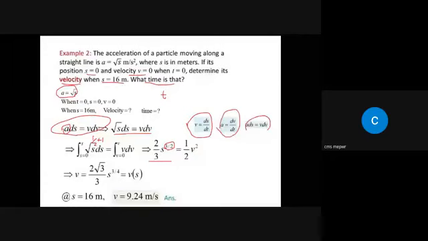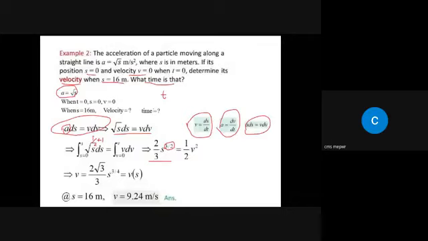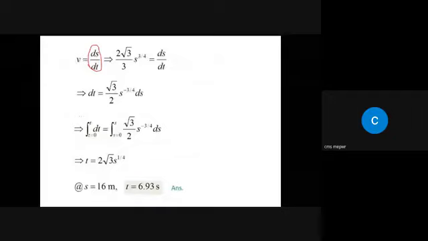So let's do it. Velocity is equal to ds by dt. Sorry, dv by dt is actually equal to acceleration. My mistake. So instead of velocity, we will put this expression, 2 by 3 square root 3 into s to the power 3 by 4, and ds by dt will remain as it is.